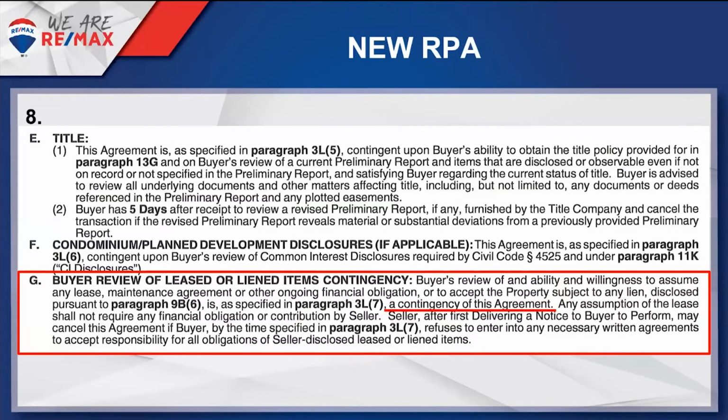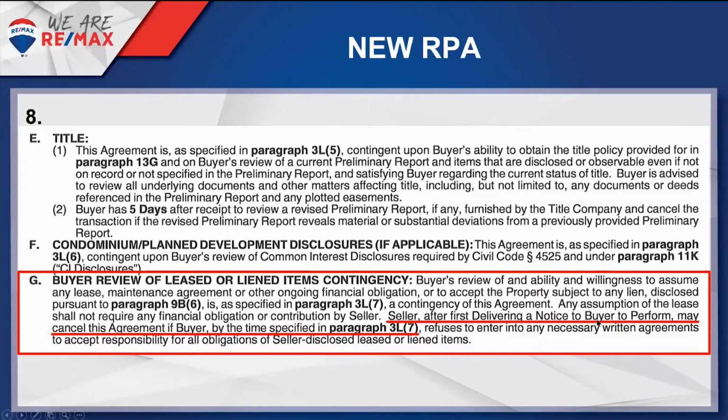So if something on that property is leased, the buyer has a right to review that lease, the terms of that lease, and their willingness to assume that lease, their ability to assume that lease, is a contingency of the agreement. Any assumption of the lease shall not require a financial obligation or contribution by the seller. Sometimes sellers pay down a lease to help a buyer, or a buyer's requiring it because they want some financial relief from the obligations of that lease, and a seller can certainly do that, but they're not obligated to do that. The seller, after giving a notice to perform, may cancel the agreement.